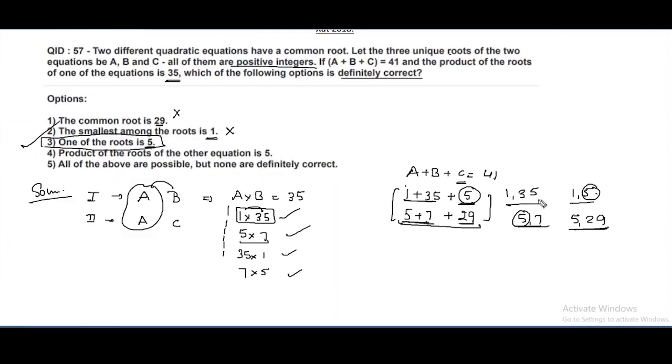Product of the roots of the other equation is 5: not necessarily. Here it is the case where the product of the other roots can be 145 as well. So that is not definitely true. All of the above possible, none are definitely correct: that is also not the case because the third has to be definitely correct.